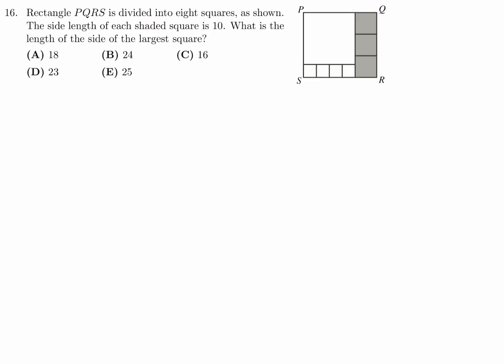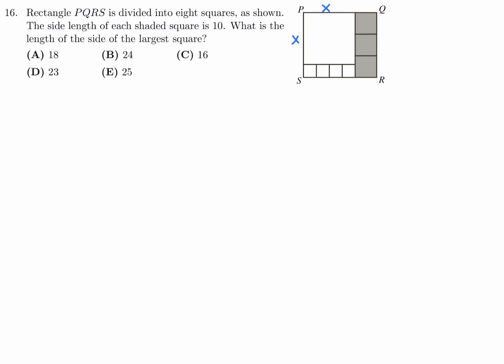Rectangle PQRS is divided into 8 squares. As shown, the side length of each shaded square is 10. What is the length of the side of the largest square? So here's the largest square, and they want you to figure out the side length. All right, well, I'll call it X for now.